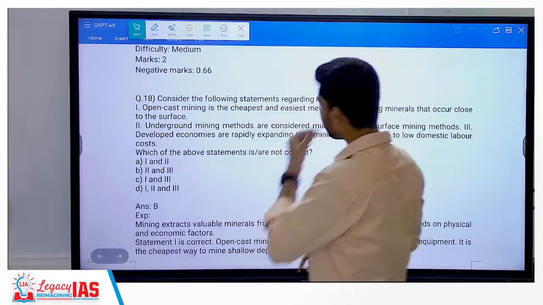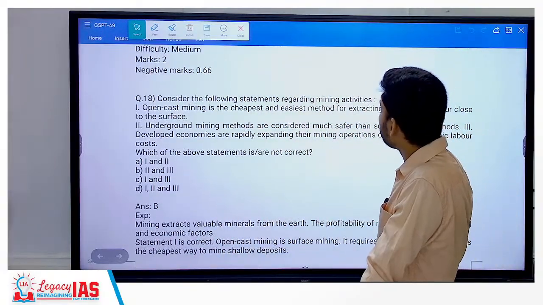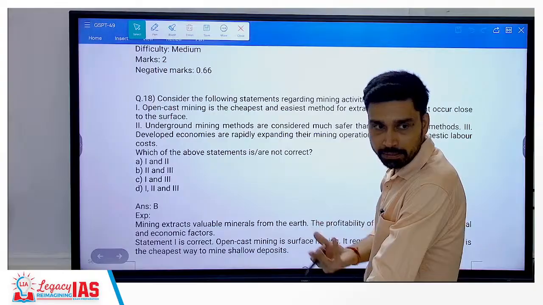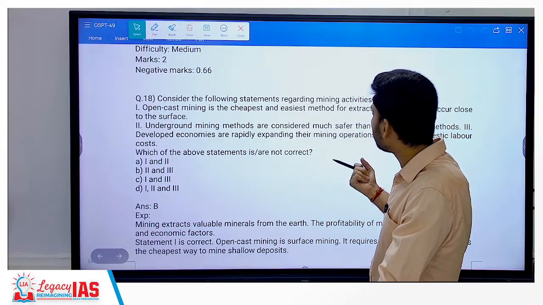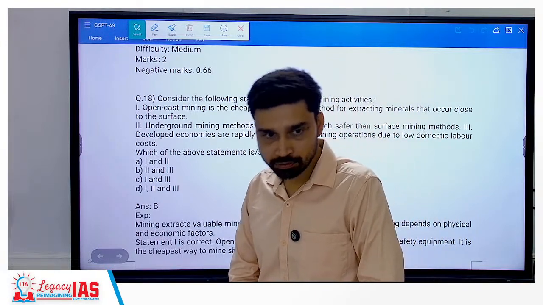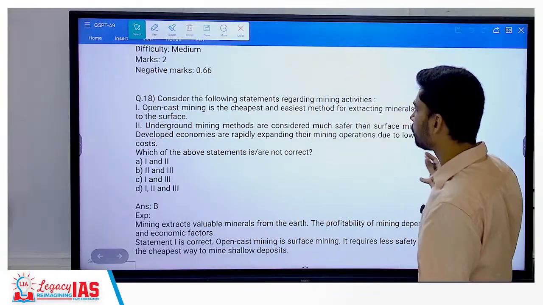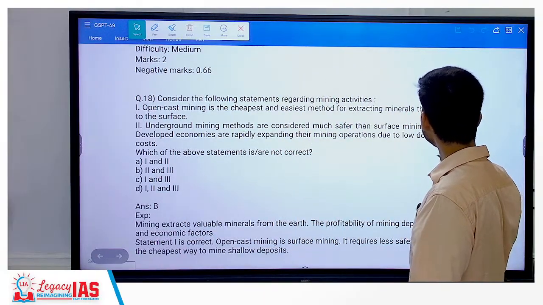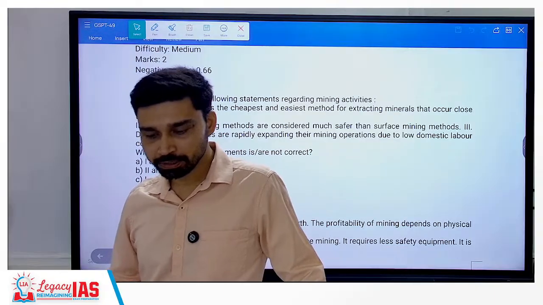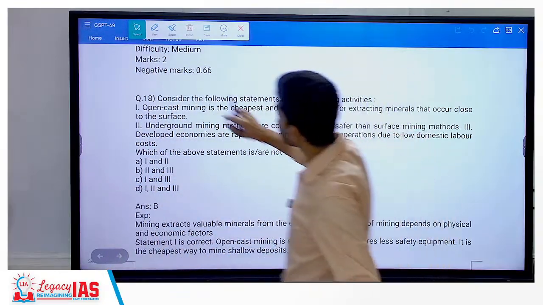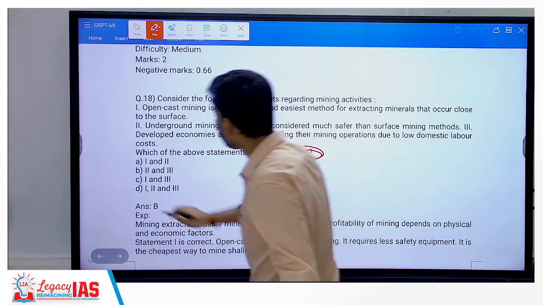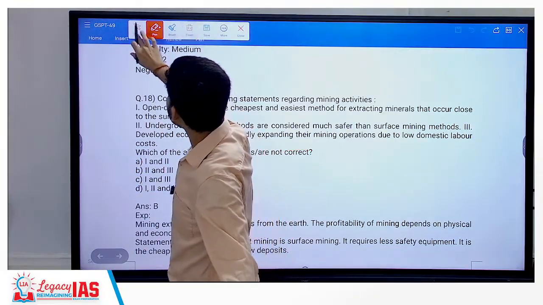Consider the following statement regarding mining activity. Open cast mining is the cheapest and easiest method for extracting minerals that occur close to surface. Right? We have discussed in case of the coal mining that we do, iron ore mining in India. Underground mining methods are considered much safer than surface mining. That is obviously incorrect. Underground mining is what? Relatively dangerous. And developed economies are rapidly expanding their mining operations due to low domestic labor cost. That is incorrect. Low labor cost is which country economies? Developing economies. So developed economies, that is incorrect. What is the correct option then? You have to choose not correct. So 2 and 3. These are incorrect options.